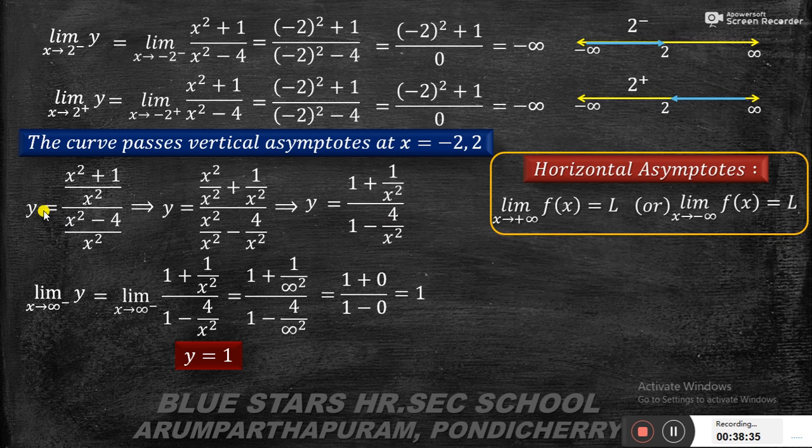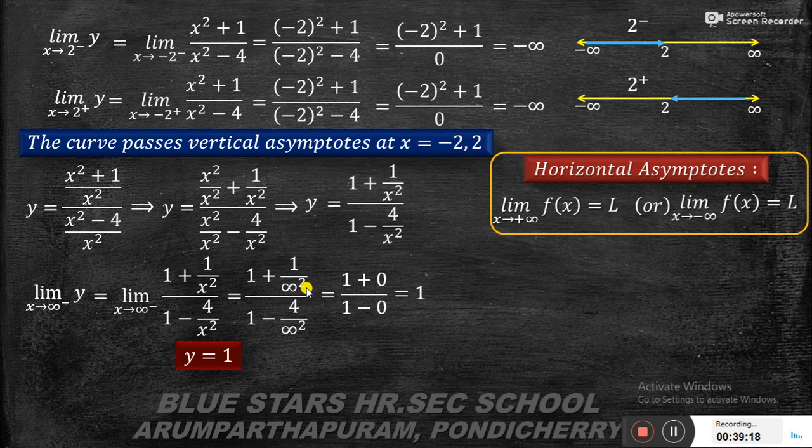So now I write the given function. This is the given function, (x² + 1)/(x² − 4). The next step, I divide each numerator and denominator term by x². So x²/x² + 1/x² over x²/x² − 4/x². The next step, y = (1 + 1/x²)/(1 − 4/x²). So the limit as x tends to infinity minus, which means the left limit. I substitute x = infinity into the function.